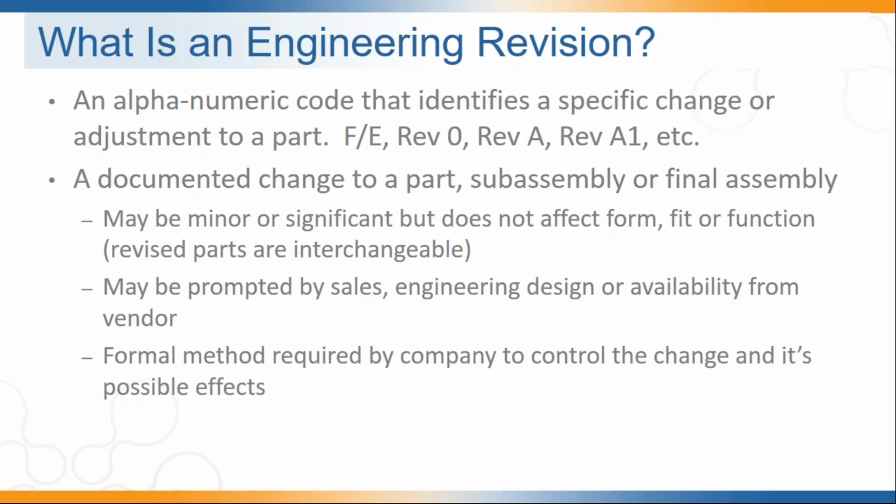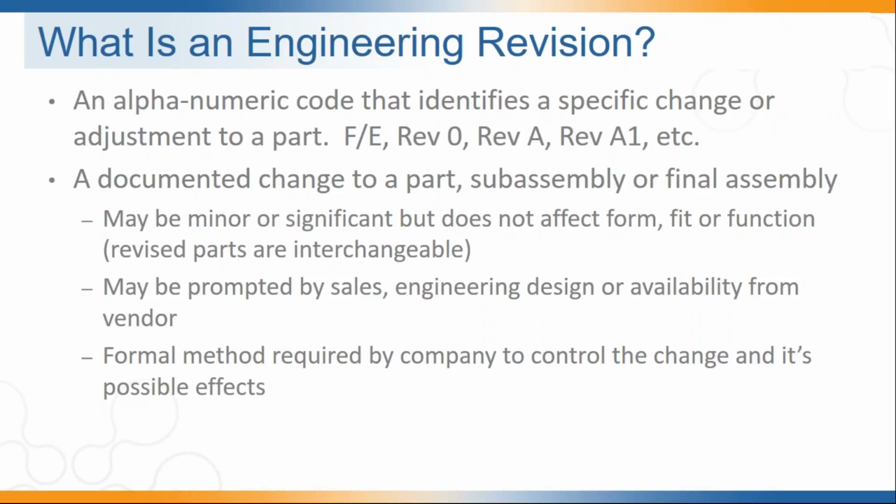The engineering revision may be prompted by sales, or maybe a better way to put that would be by the customers that sales is dealing with. It may be an engineering design that for some reason needs to be changed, maybe to save money, maybe to make it safer, maybe to make it more robust. Or it could be, as I said earlier, availability from the vendor ends. The vendor says, we do not supply that part anymore, it's not available anymore, and we do have a replacement part, or maybe some other part has to be designed.